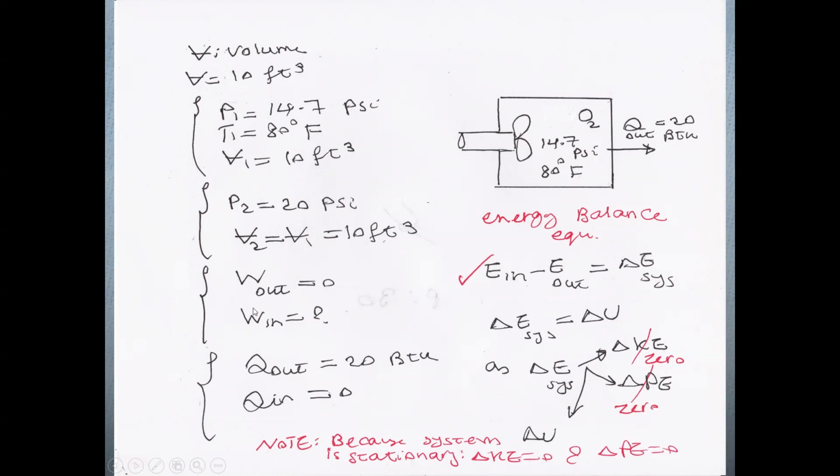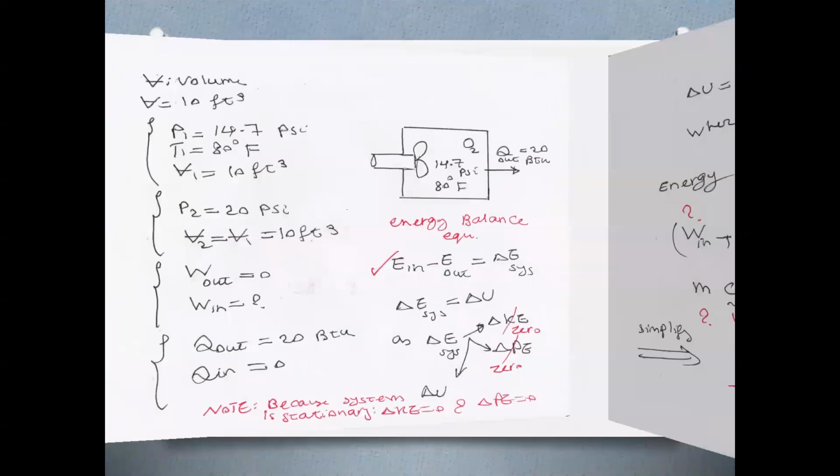We are looking for W in, work in, right? In the previous example, we had work done on the system by paddle wheel, but in this case, it's unknown. Work out of the system, W out, is 0. There is no mentioning of losing it, and there is no boundary work involved. And Q in, there is no mentioning of supply heat, so Q in is 0. Q out is 20 BTU, that's a heat loss that is given, right? So we listed all the values and parameters that we have.